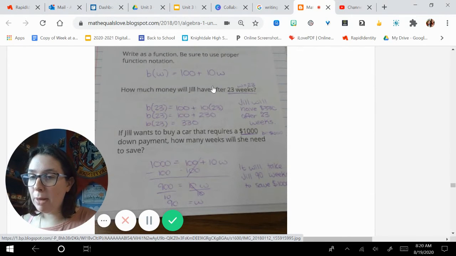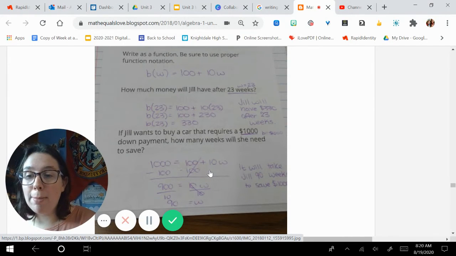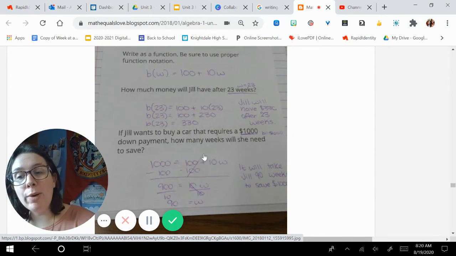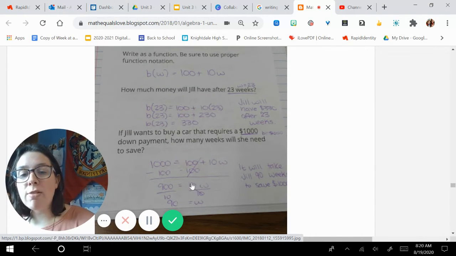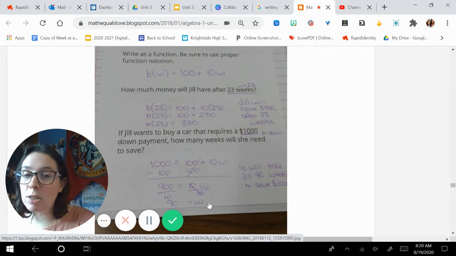So now it's just a two-step equation. So we are going to remember order of inverse operations. Remember, you always undo what you see first. So I have $100 first, so I'm going to undo that. That's a positive 100. So what's the undoing of a positive 100? Subtraction. So I'm going to subtract 100, and what you do to one side, you do to the other. So 1,000 minus 100 is 900. Bring down the 10W. Now I see 10 times W. How do you undo that? Division. So I'm going to divide by 10 on both sides. 900 divided by 10 is 90. So equals W.